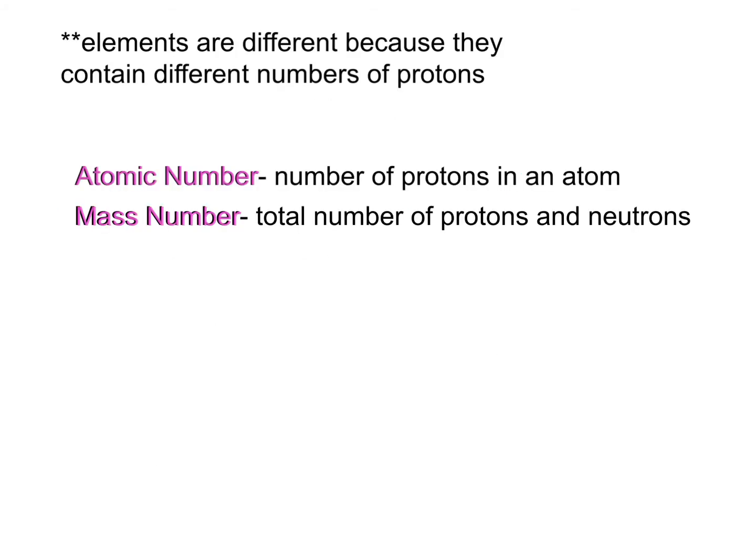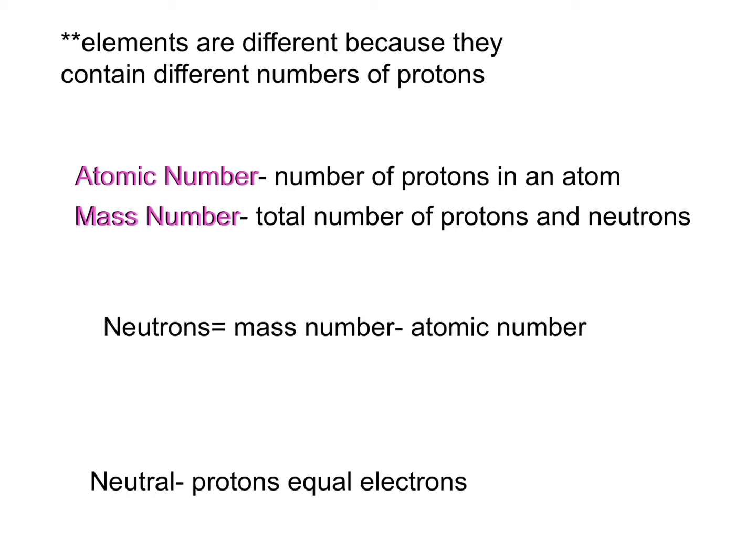Elements are different because they contain different numbers of protons. An atomic number is the number of protons in an atom. Mass number is the total number of protons and neutrons in an atom. Atomic number is important because it distinguishes different types of elements from each other. To find the number of neutrons in an atom, you take the mass number and subtract the atomic number.